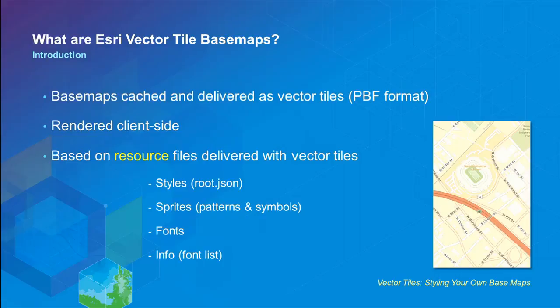They're based on resource files that are delivered with the vector tiles. It's 4 components. The style, which is a root.json file; sprites, which are essentially the patterns, symbols, road shields, town dots, trees, those types of things, that come in a raster format; fonts; and an info file. The info file really dictates the fonts that are used in your style.